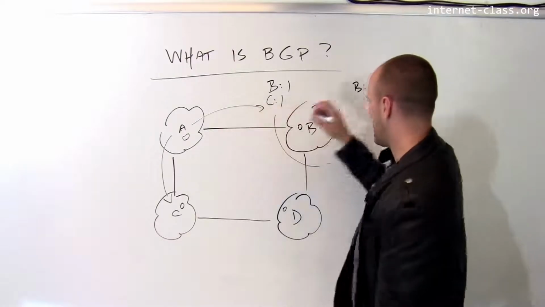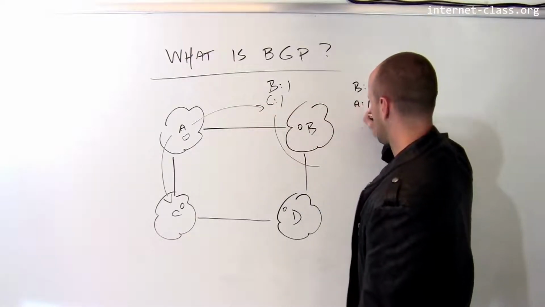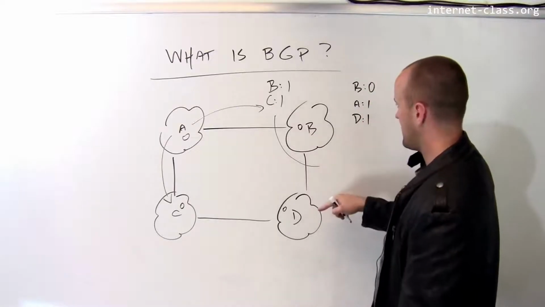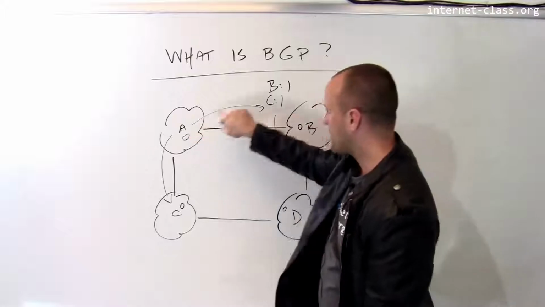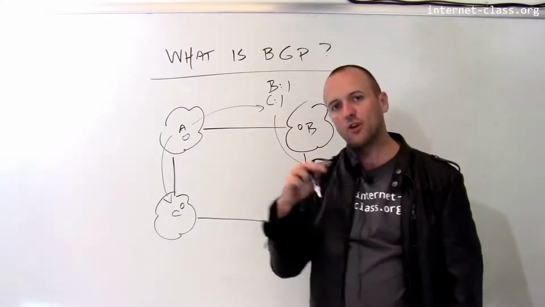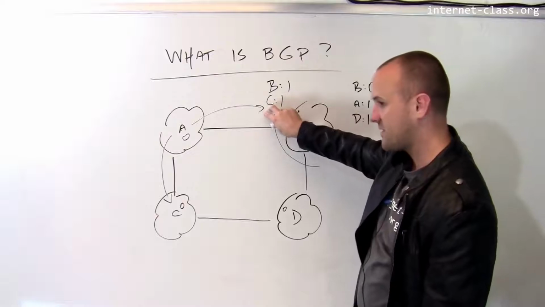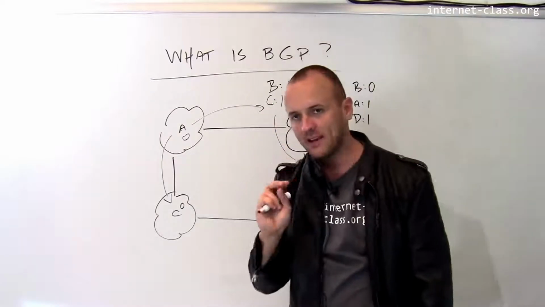I also know how to get the packets to A. I knew that before because I'm directly connected to A. And I knew how to get packets to D. Again, I'm directly connected to D. But because I received this message from A, I found out a new piece of information, which is that now I know that there's this network C, and I know how to get a packet to C.